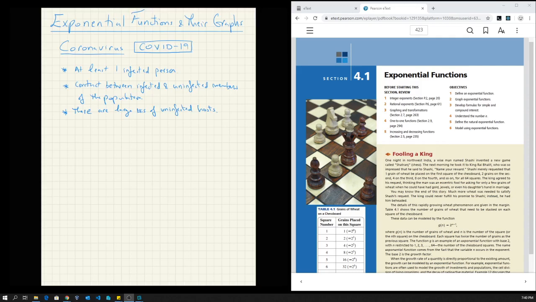So this is basically what this coronavirus likes. So if you make sure that these three conditions are met, the coronavirus will grow, will spread. How's that spread again? What's the rate of that spread? How is it going to spread? It's going to spread exponentially.